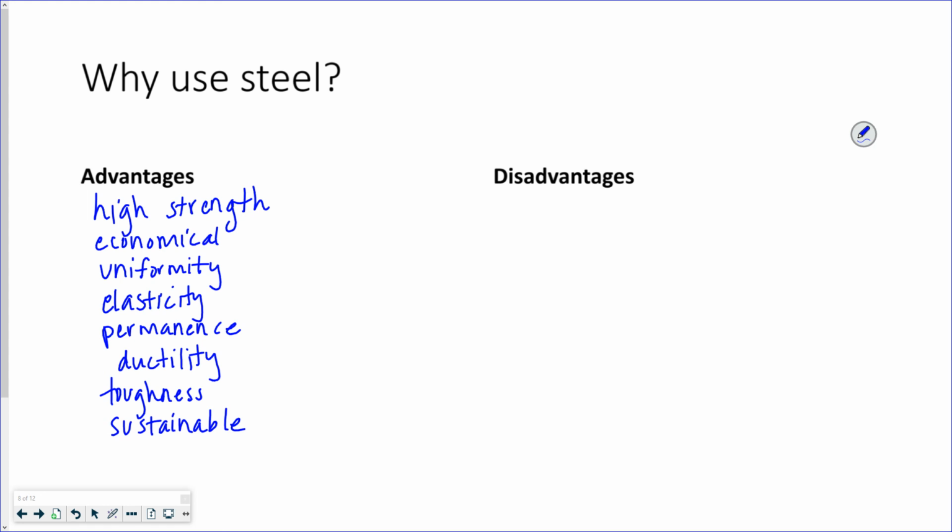Disadvantages: it doesn't really like water, right? Corrosion. It is susceptible to temperature changes, particularly fire, right? So you need to fireproof it. It is more susceptible to buckling in compression than concrete would be.